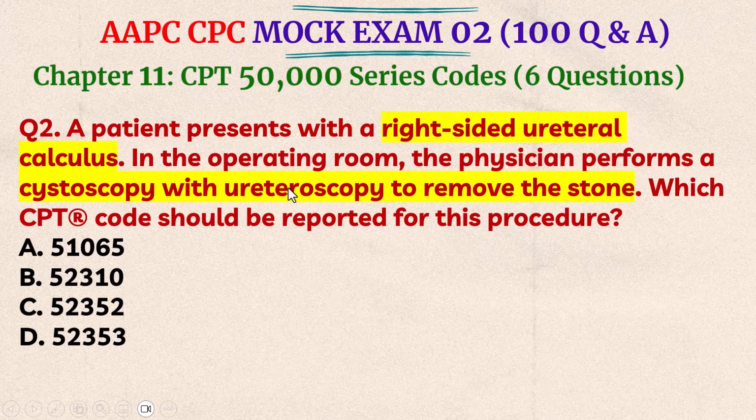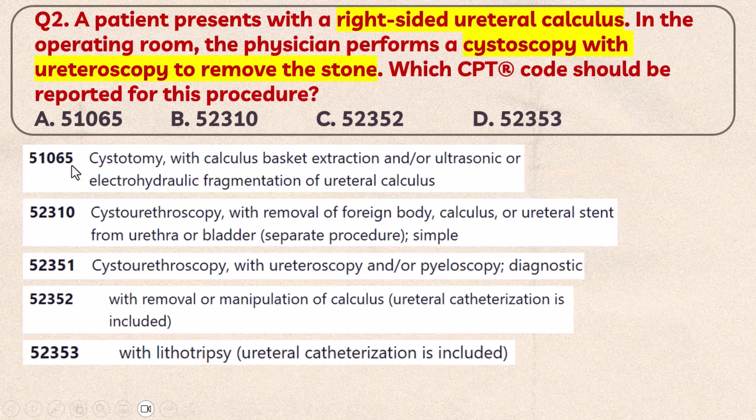You can see there are 2 scopes: cystoscope, ureteroscope, and the removal of stone. So there are bundled codes. So rather than going for the single code, you have to look at the bundled code. So let's go to the codes. 51065, that is cystotomy. But here this is not a cystotomy. This is a stone removal with the cystoureteroscopy. So this is not the case.